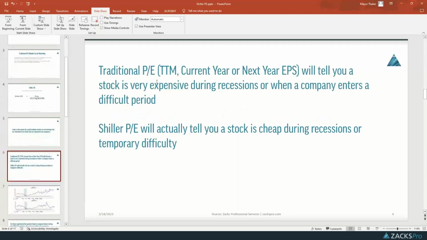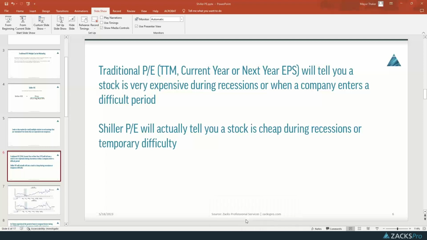So again, traditional PE is going to tell you the stock is very expensive during recessions. And then it's going to tell you that the stock is very cheap at the top of the market. So you're going to be getting the exact opposite signal of what you should be doing.